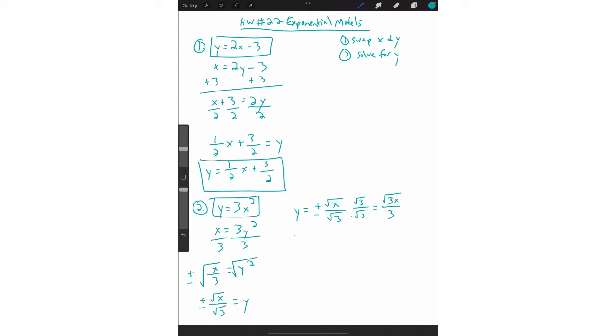So my answer here is y is equal to plus or minus the square root of 3x over 3. Now, that means since I have plus or minus, I have a positive version, y equals the square root of 3x over 3, and I have a negative version, y equals the negative square root of 3x over 3. So, this is going to make up your inverse solution. We're going to graph all three of these right now.